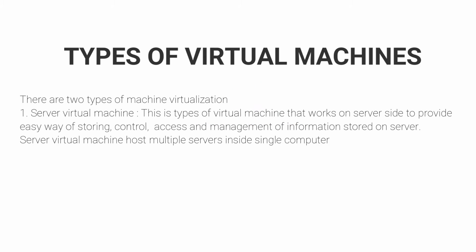Types of virtual machines. There are two types of machine virtualization. One: server virtual machines. This type of virtual machine works on the server side to provide an easy way of storing, controlling, accessing and managing information stored on the server. A server virtual machine hosts multiple servers inside a single computer.